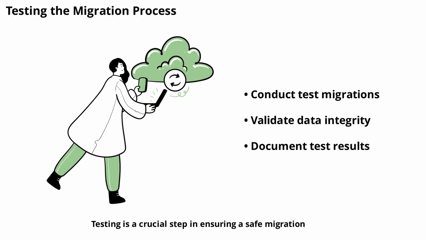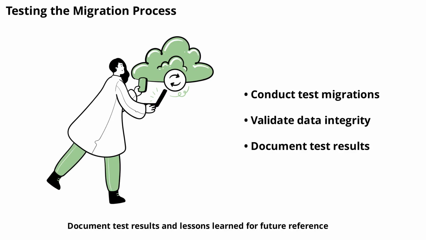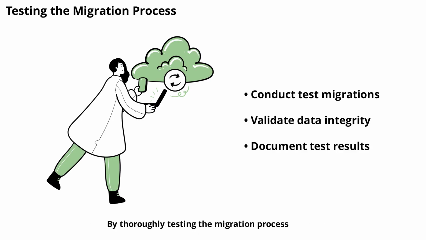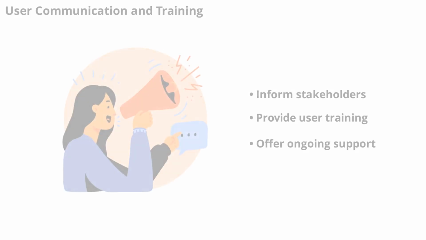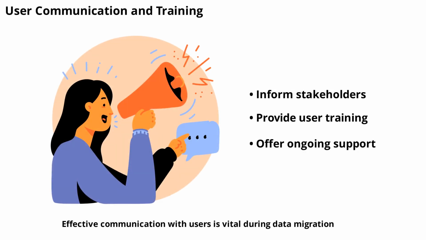Testing is a crucial step in ensuring a safe migration. Conduct test migrations using a subset of data to validate your process and tools. Check for data integrity, accuracy, and performance in the new ITSM environment. Testing helps identify issues early, allowing you to refine your approach before the full migration. Document test results and lessons learned for future reference. By thoroughly testing the migration process, you reduce the risk of surprises and ensure a smoother transition when moving all your data.